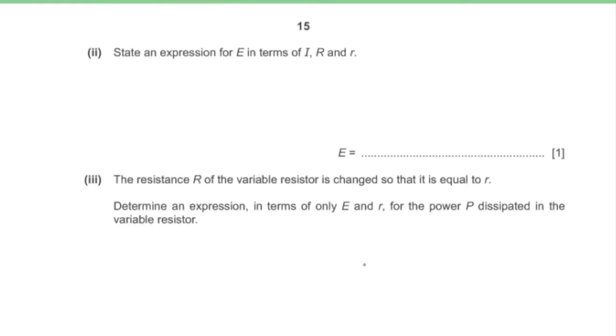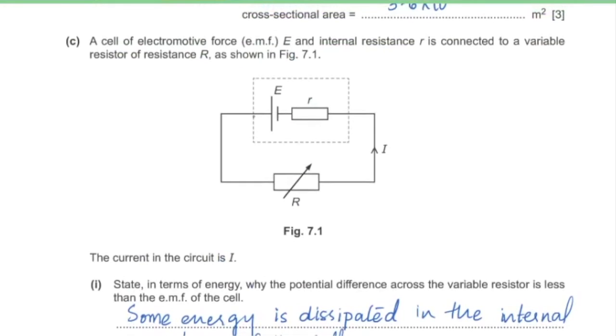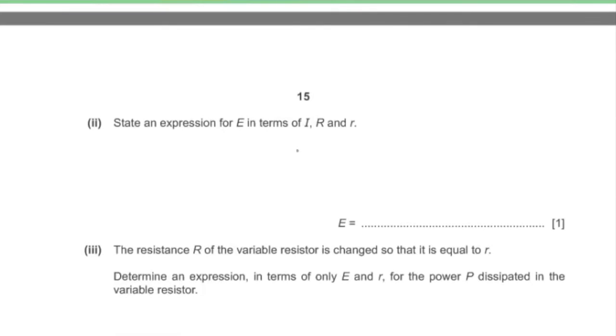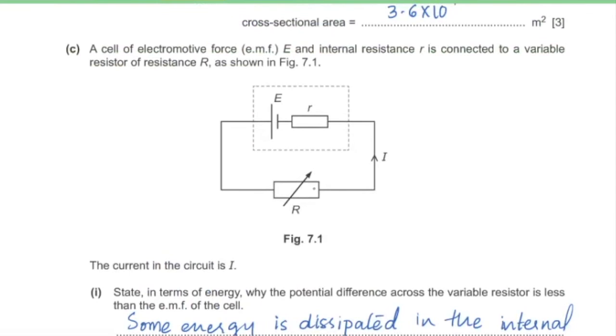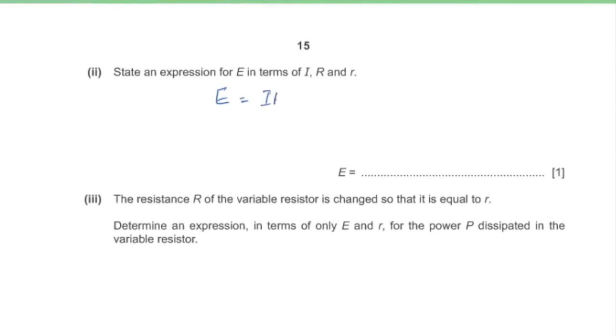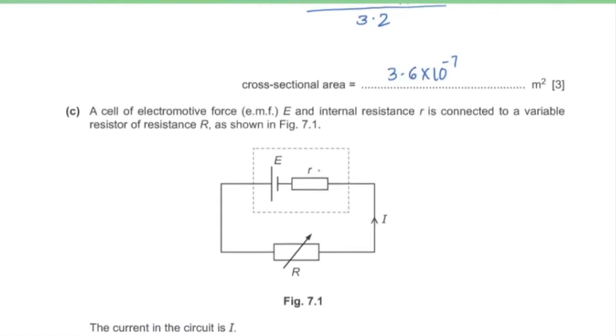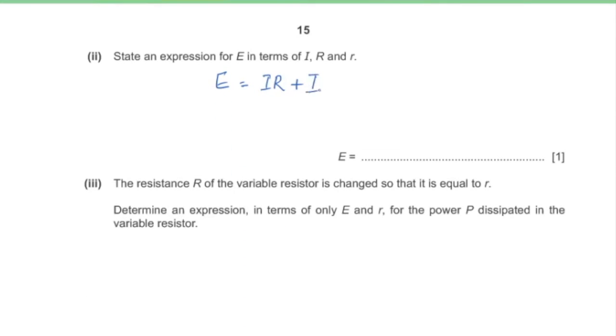Part 2: state an expression for E in terms of I, capital R, and small r. So we are going to follow Kirchhoff's second law over here, which is that total EMF in the loop is equal to total PD across the loop. This is the total EMF, and the PD across variable resistor R and the PD across the internal resistance will give us the EMF. So EMF is equal to the total potential difference across the variable resistor, which is I multiplied by its resistance, plus the potential difference across the internal resistance of the cell, that is I into small r. So this is IR plus Ir.